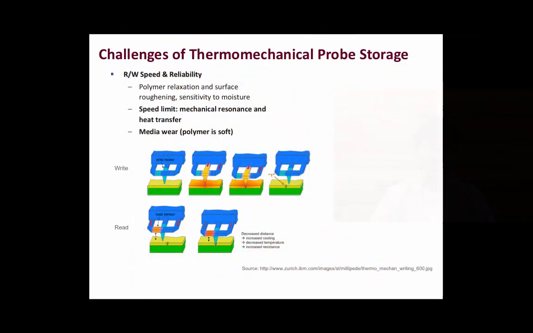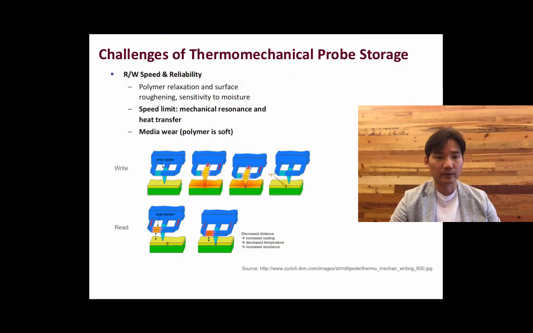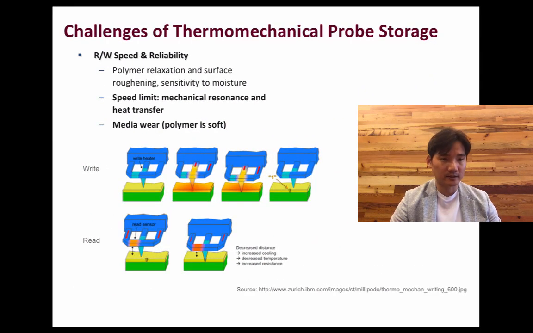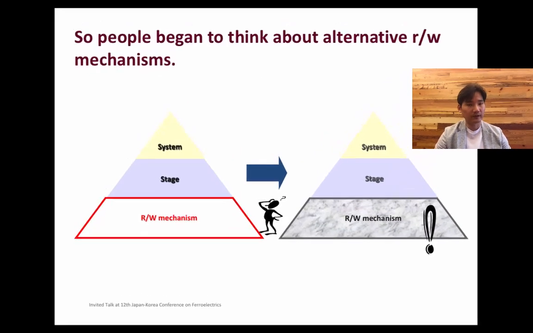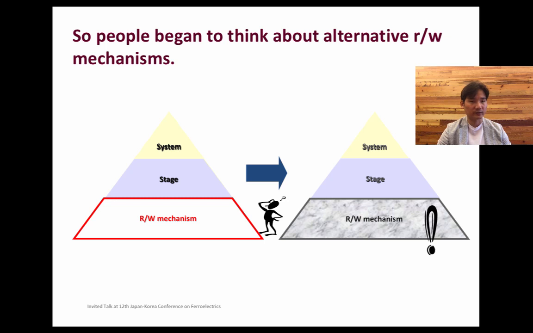Now people understood the challenge of this thermomechanical probe storage, which resembles the turntable because of the way they make indentation and how they read back by using mechanical deflection. They ultimately saw this would be an obsolete technology. So people began to think about alternative read-write mechanisms, and we were one of them in Samsung.